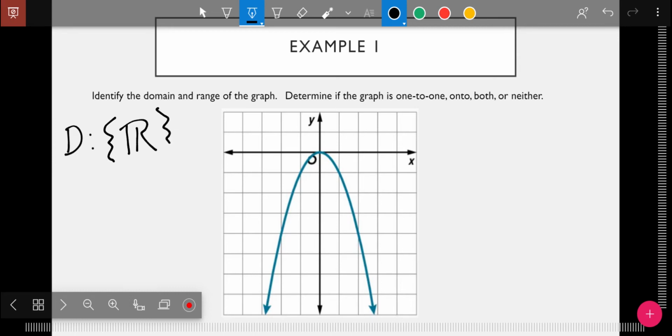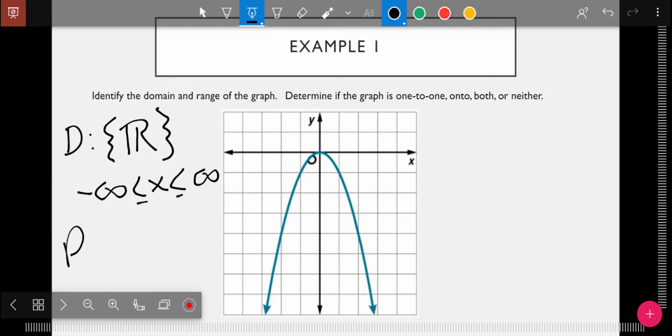Now you can feel free to write out all reals and not remember that double bar R, but it's just a time save. You could also write it goes from negative infinity all the way to positive infinity. I don't know why you would take the time to write it that way, but that's not wrong. And it says it goes everywhere.